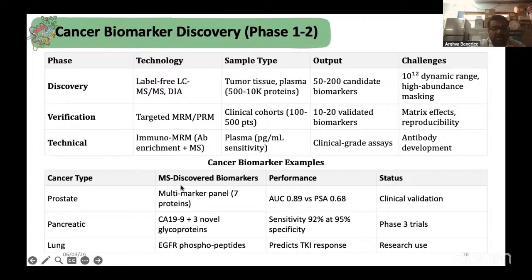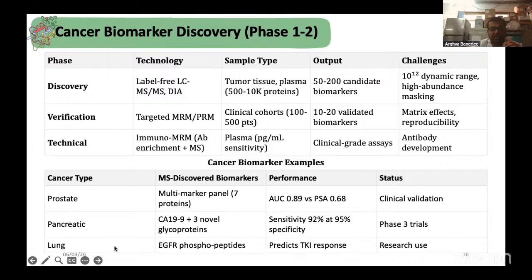For the prostate, a multi-marker panel is used where 7 proteins are observed, and the AUC is around 0.89, versus PSA for prostate cancer at around 0.68. It is under the status of clinical validation. In the pancreatic markers, the CA19-9 panel has 9 proteins, which include carcinoembryonic antigen as well as 3 novel glycoproteins. The sensitivity currently reported is around 92 to 95%. Phase 3 trials for these pancreatic cancer markers have been initiated.